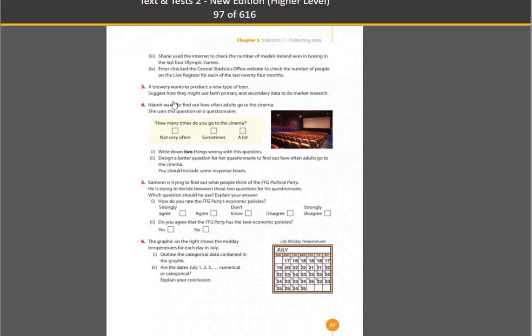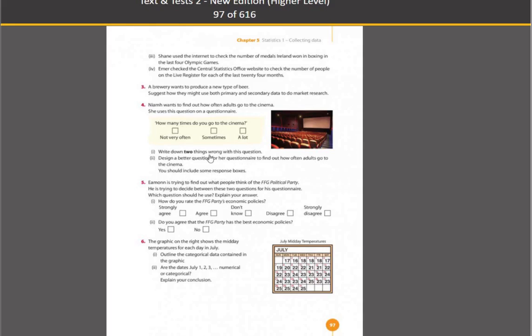Now, I'm not going to go through all of these, so we might skip on to 4. Niamh wants to find out how often adults go to the cinema. She uses this question on the questionnaire: How many times do you go to the cinema? Not very often, sometimes, or a lot. Write down 2 things wrong with this question and then describe a better question for her questionnaire to find out how often adults go to the cinema, and you should include some responses.